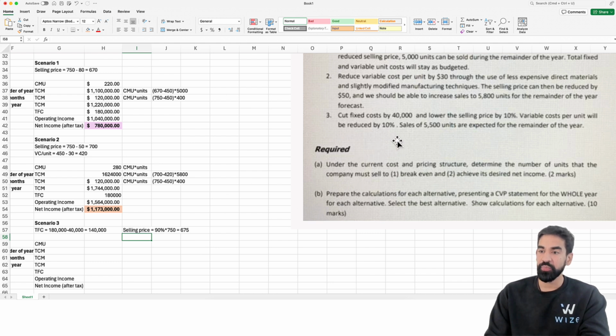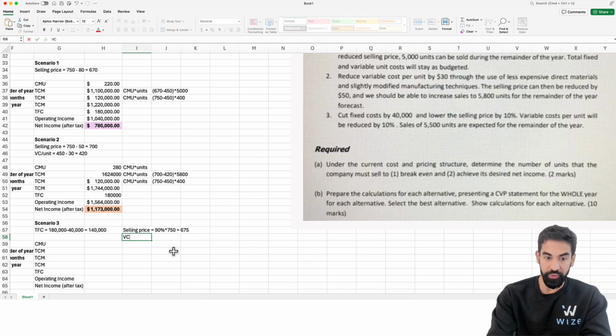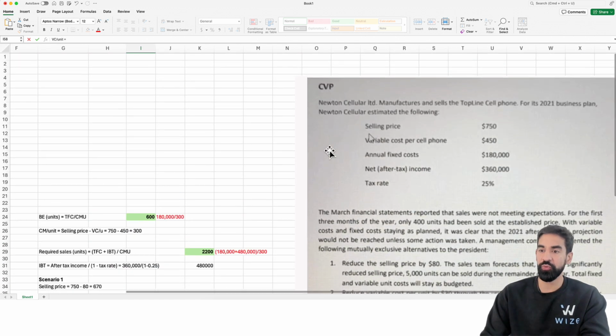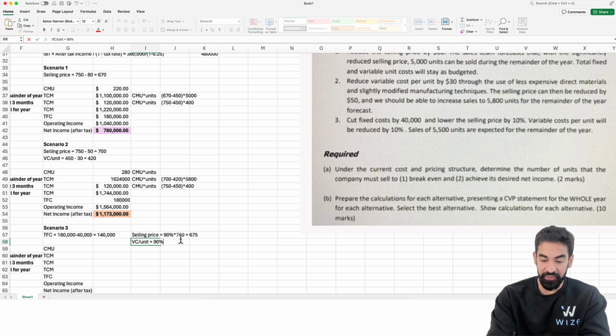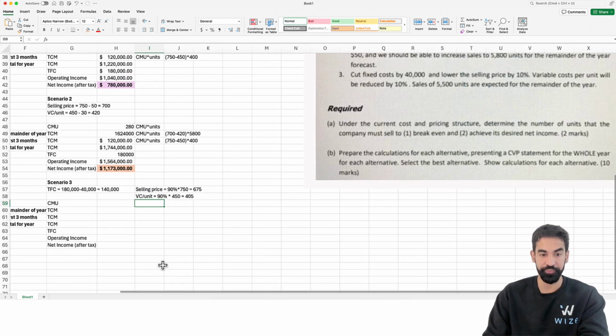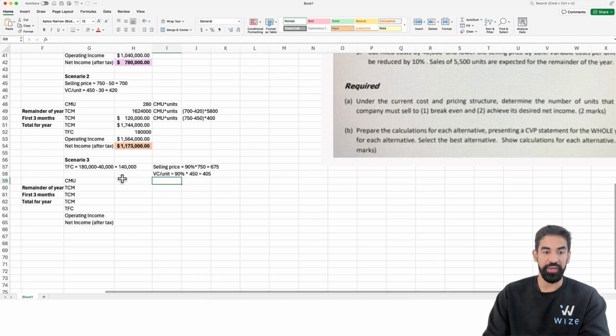Variable cost per unit will be reduced by 10% also. So the VC per unit, you can also do the same thing. It used to be 450. So now you're going to do 90% times that 450. Or you could times 450 by 10% and then subtract that out. So 450 times 10% is 45. 450 minus 45 is 405. That's your variable cost per unit here. And now you calculate everything.